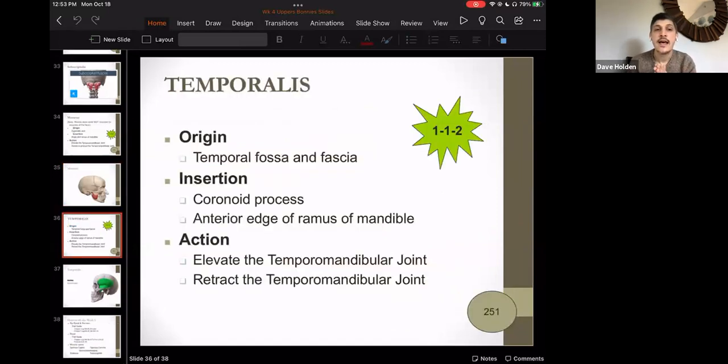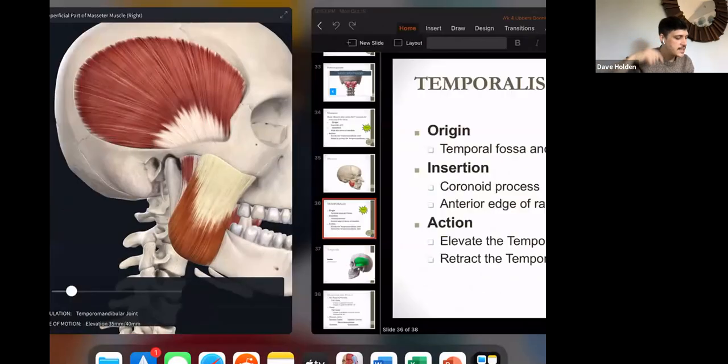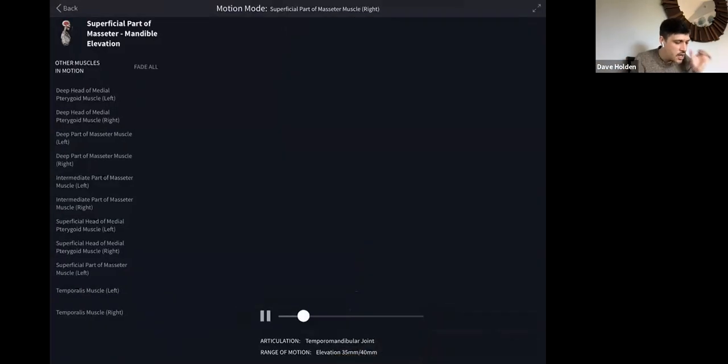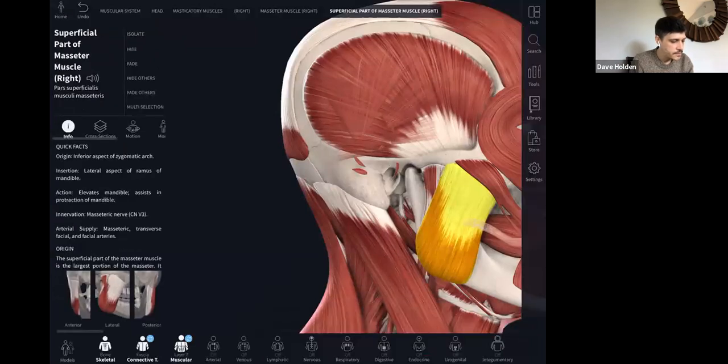All right, temporalis. The temporalis muscle. You ever seen a bald guy chewing? And you see that muscle way up here in his head, like going all crazy? That's the one. Temporalis originates along the temporal fascia and the temporal fossa, so the connective tissue and the depression on the bone, fossa and fascia, all the way up here. Insertion, coronoid process, and the anterior edge of the ramus of the mandible.